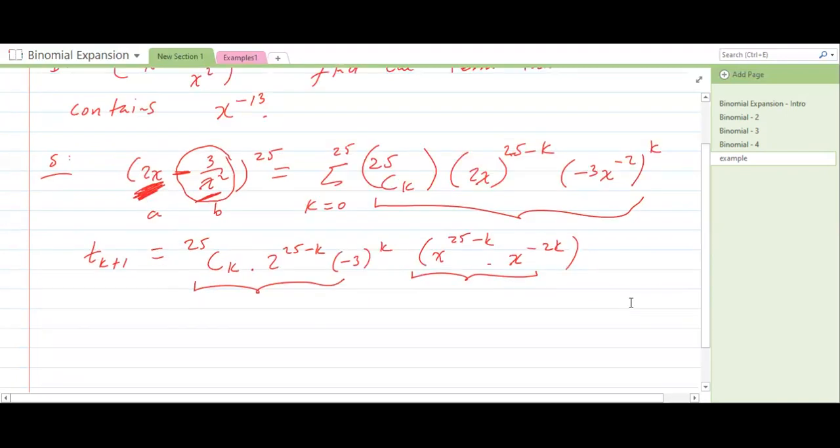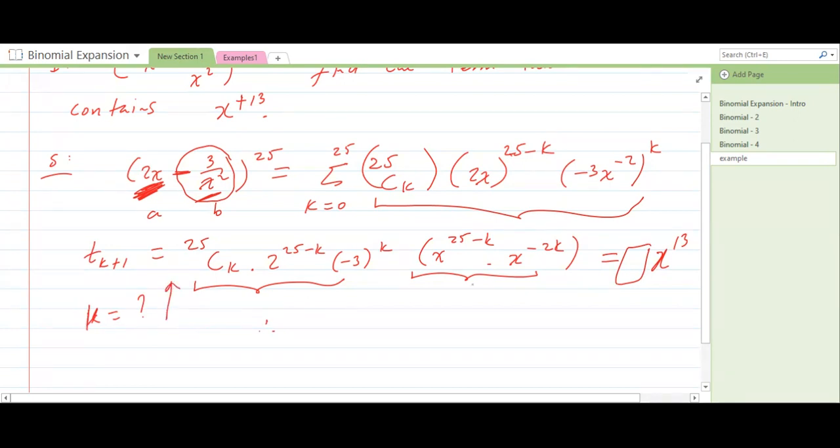Now, this here should be equal to x to the power 13. Sorry, let me just make this positive 13. Otherwise, if I have a negative 13, it will not work out. So therefore, since we want to find the term that contains x to the power 13, obviously we need to get the value of k. What is k equal to? If we know what the value of k is, then we can recover the term.